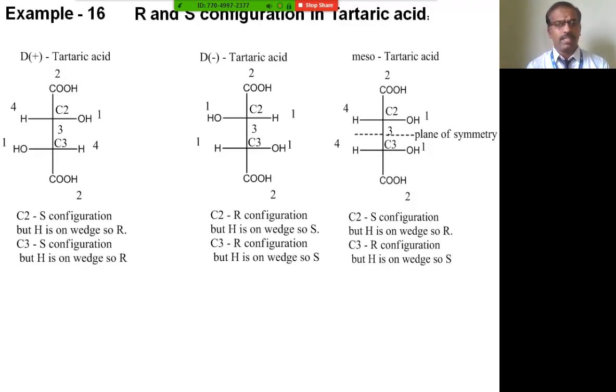See that now, for example, D plus tartaric acid: OH carries 1, COOH 2, CHOH 3. See that now 1, 2, 3. This is in the anti-clockwise direction. Because hydrogen is on the wedge, I am representing S configuration. Again 1, 2, 3 anti-clockwise direction, but hydrogen is on the wedge, so R configuration. So C3 is R configuration. Accordingly, you can represent. If a plane of symmetry is there, you can directly write it is the meso form.